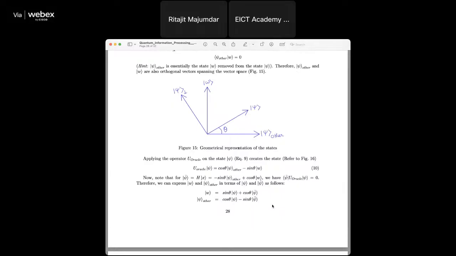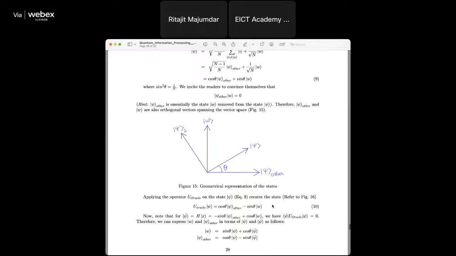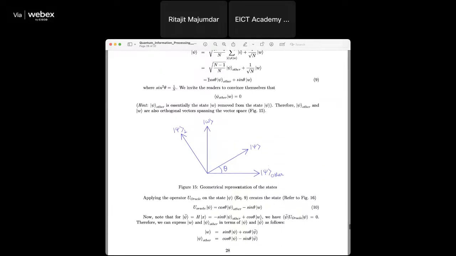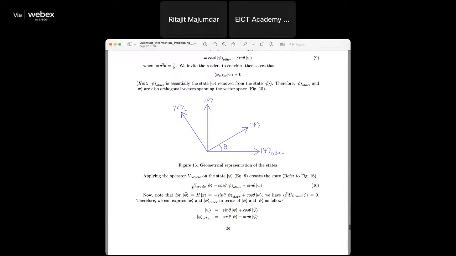Now I apply the oracle. It's again the same thing. What does the oracle do? The oracle applies a minus phase to the marked state. What is my state at this point? The initial superposition state, cos theta psi other plus sin theta w. So when I apply the oracle, what will happen? It will become cos theta psi other minus sin theta w.